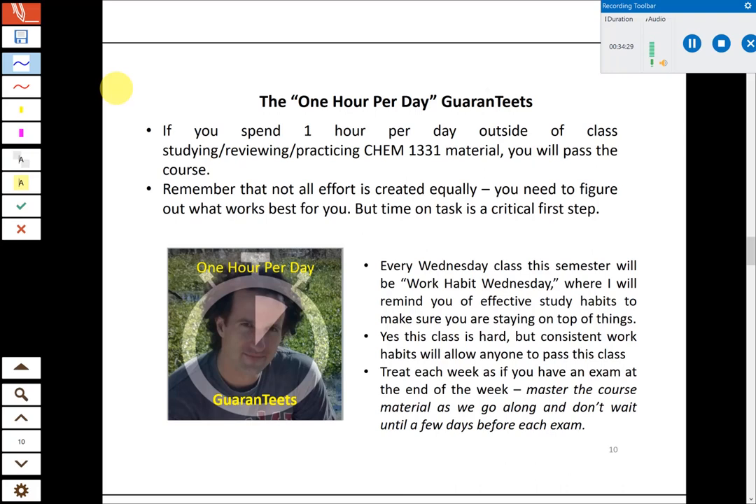So once you get in the habit, it's going to get to the point where you feel like your day is not complete unless you've had your daily fix of chemistry. So you really have to get into that consistent habit of doing that, and it'll become second nature. So I want to try to emphasize this all semester, and to do that every single Wednesday.